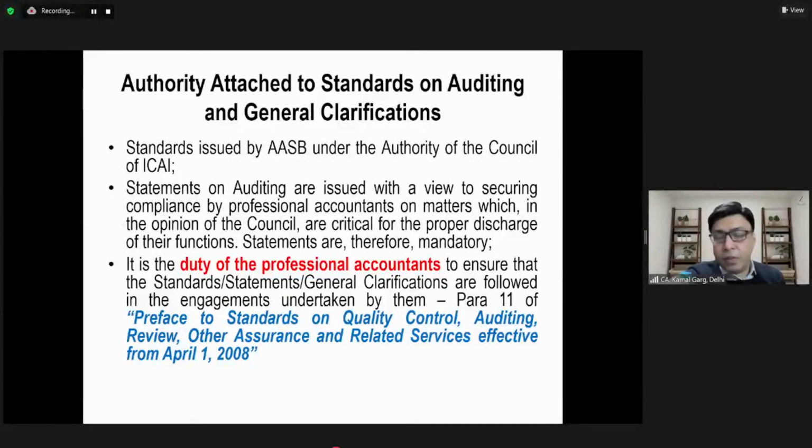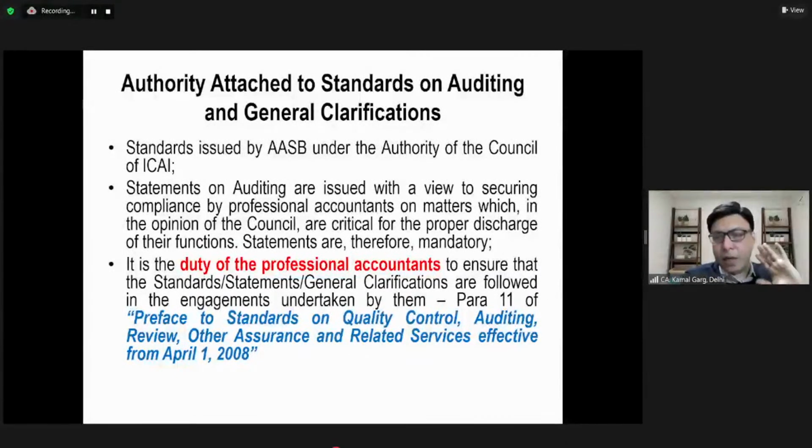If they are not followed, then you're guilty of professional misconduct, because they do have a statutory authority, by virtue of the decisions taken by the Council of ICAI. I'm not going to detail that council aspect, but you must understand at least at a student level that these standards are mandatory in nature, irrespective of whether you're doing audit of a company or a non-company client. So these three slides I skipped.